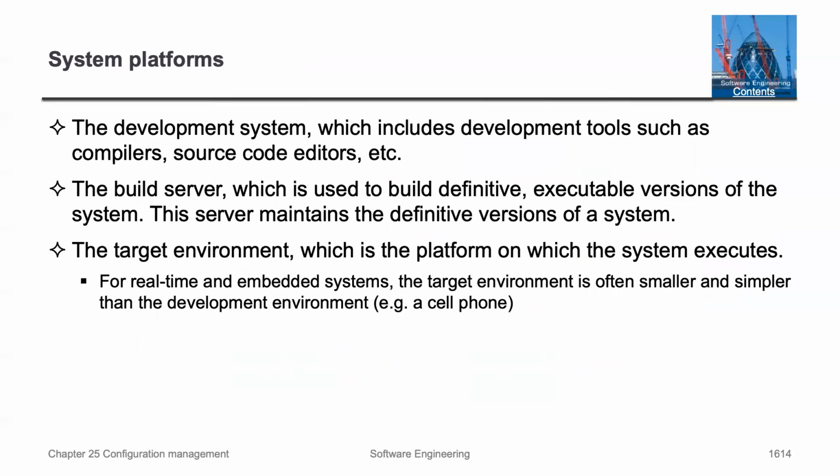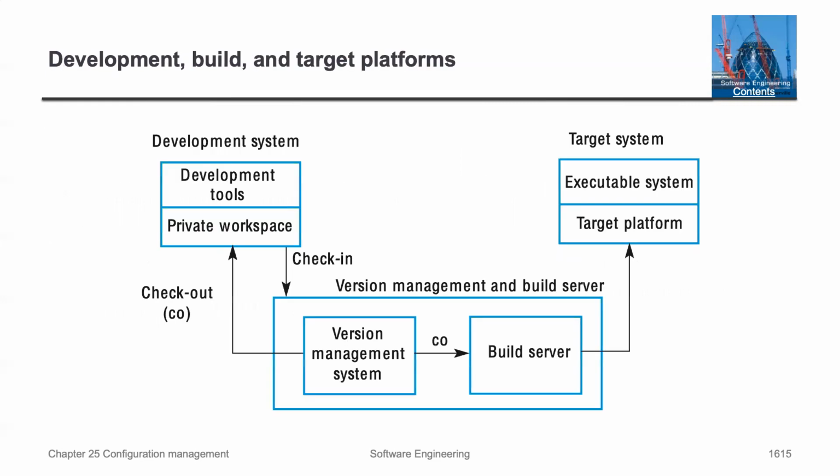For system platforms, there is the development system, which includes development tools such as compilers and source code editors, etc. The build server is used to build definitive executable versions of the system. The server maintains the definitive versions of a system. And the target environment is a platform on which the system executes. Here is an illustration of the development, build, and target platforms and how they relate to one another. So you have a development environment, which gets into a version management and building server, and finally that flows into a target system.